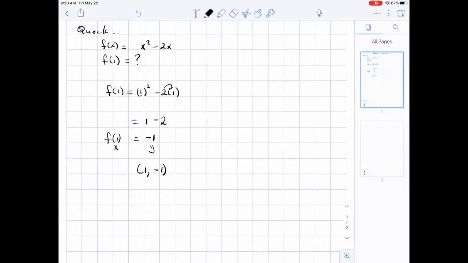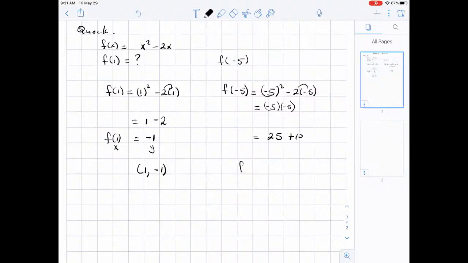Okay. Now, likewise, I can ask you, what is f of minus 5? And f of minus 5 means wherever you see x, you replace all your x values with negative 5. So negative 5 squared minus 2 times negative 5. Keep in mind, negative 5 squared means negative 5 times negative 5. So this is 25, and a negative 2 times a negative 5 becomes plus 10. So f of negative 5 becomes 35. Keep in mind, this is the x and that's the y. So it's very important that you guys understand what's happening.